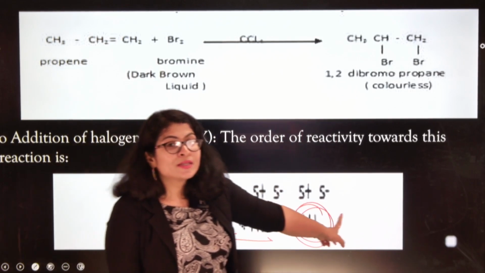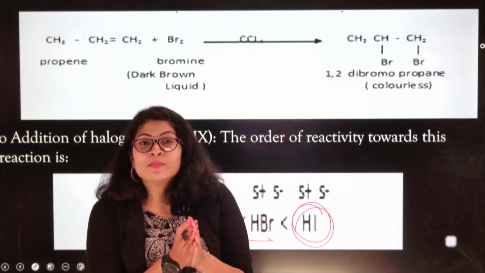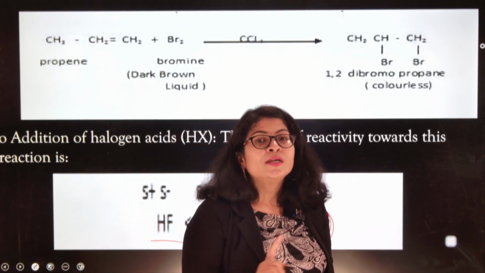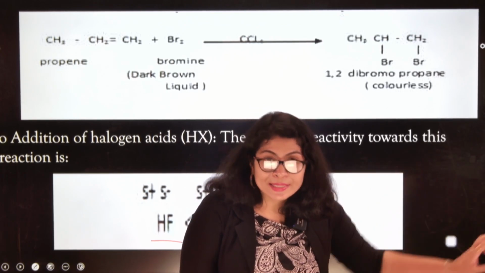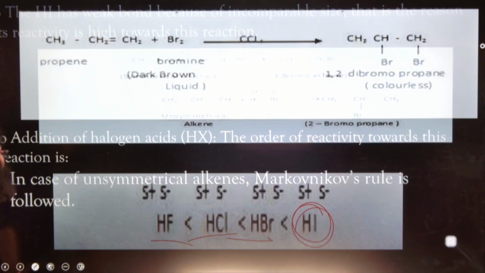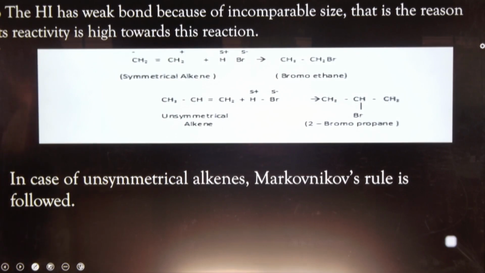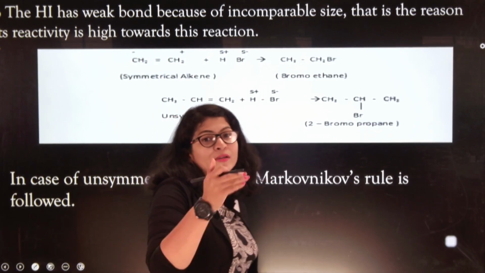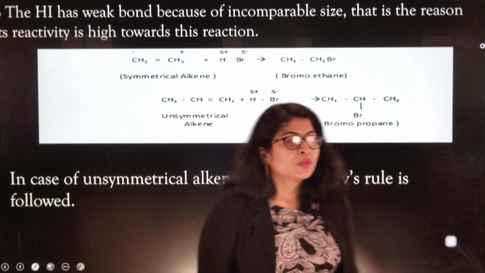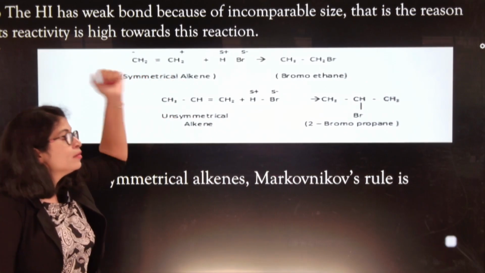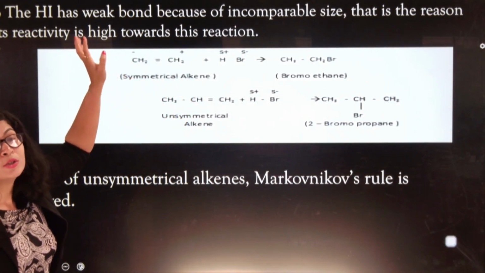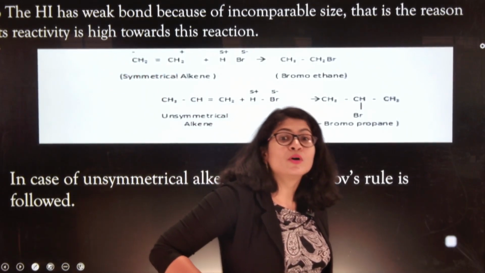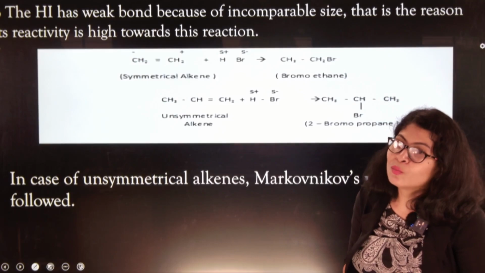However, iodine, as I said, is a good leaving group. It can easily leave its hydrogen counterpart and form I- ions. Therefore, it undergoes ready addition to the alkene. Okay. HI has a weak bond because of the large size of iodine. That is the reason for its high reactivity towards the reaction. So what happens? With alkene and HBr, the hydrogen gets added to the negative counterpart and bromine gets added to the positive counterpart, and we get bromoalkane.